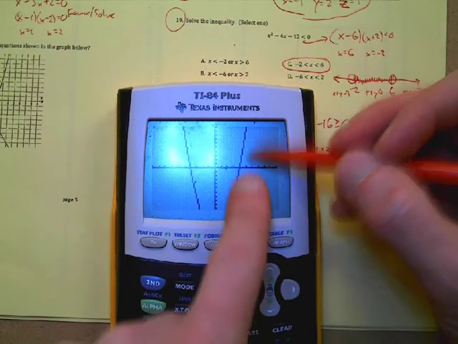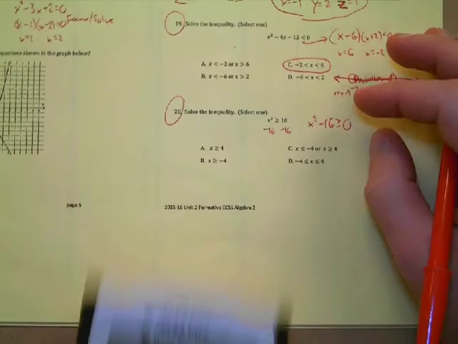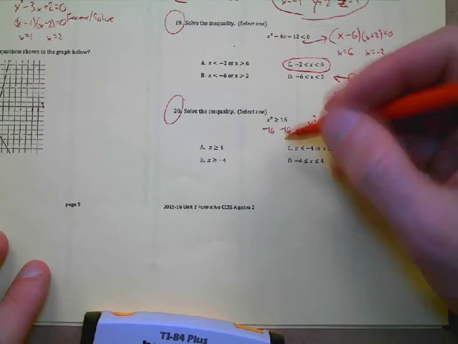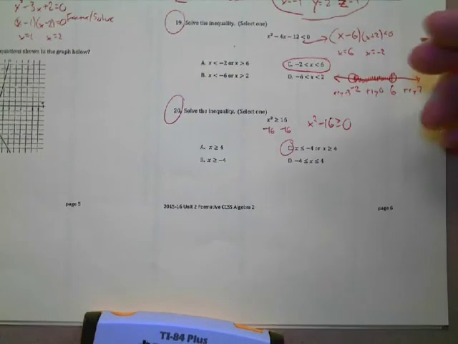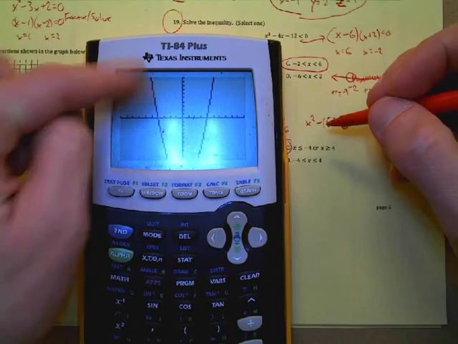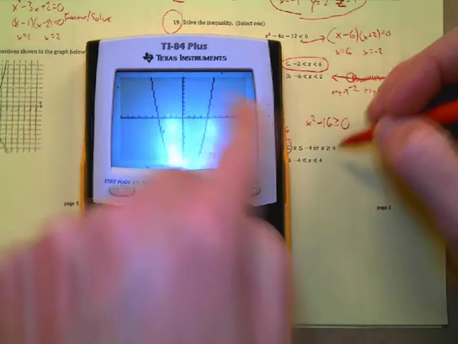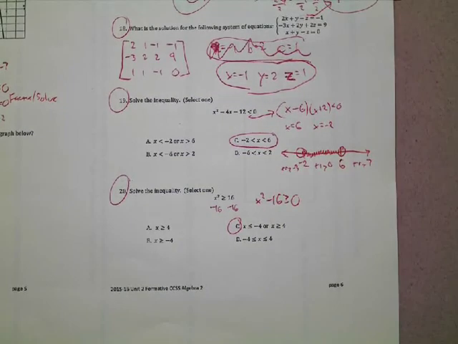It's at these tails right here. It's for x values that are less than negative 4, right? It's above the x-axis. And for x values greater than or equal to 4, it's above the x-axis. So it's going to be this one right here, C. Less than or equal to negative 4, the graph is above the x-axis. Greater than or equal to 4, it's above the x-axis.